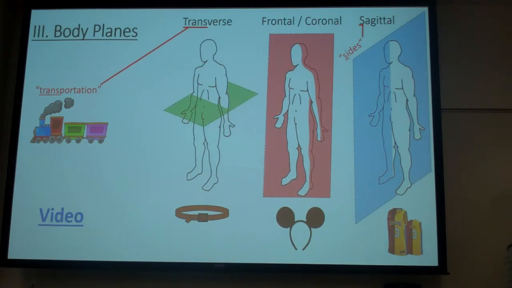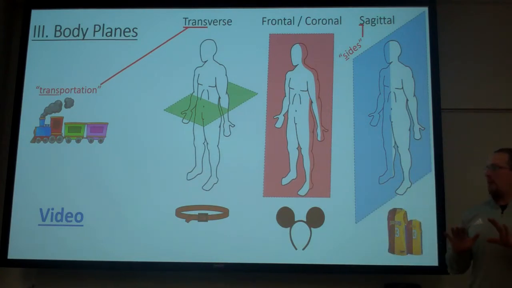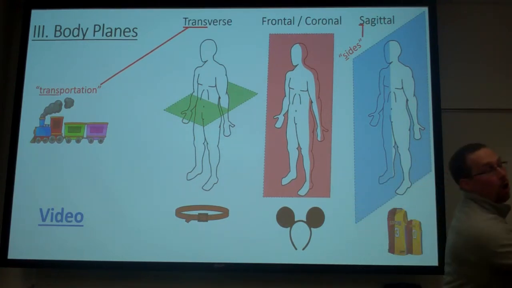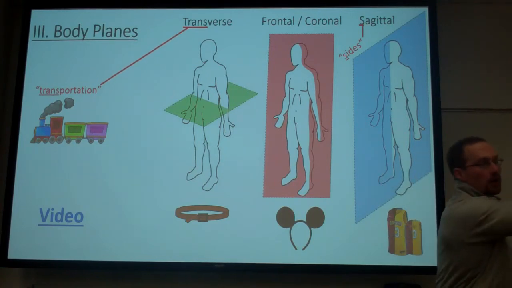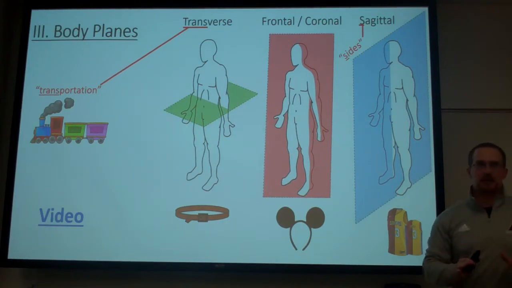Section 3 here, body planes. Now, with our body planes, we've got 3 planes of the body that we're going to look at. Essentially, to get you an idea of what a plane is, think about the floor. Think about the wall. Think about the ceiling. Think about a tabletop. But think about them as going on forever in that direction. So if I took my tabletop and extended it all the way past the wall, and kept going on and on forever, that's what a plane is.